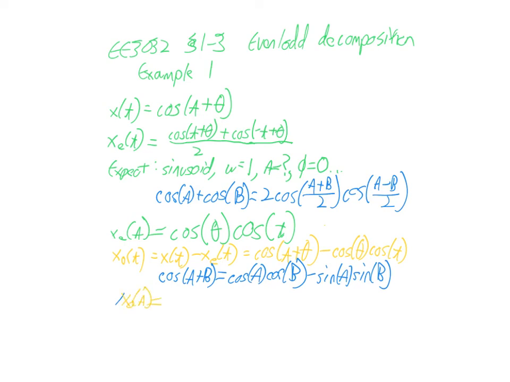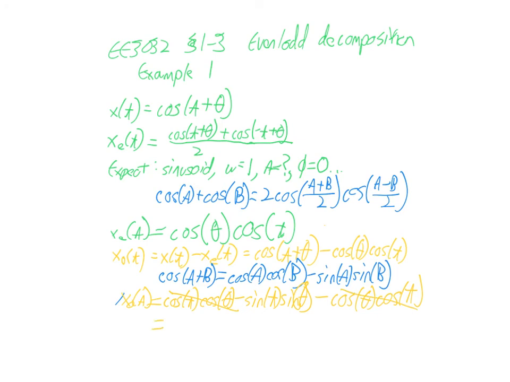So I have cosine t plus theta. That's going to be my a plus b. So going into the formula, I have cosine of t cosine of theta. Continuing in the trig identity, I have minus sine A sine B. So sine t sine theta. And then I have the remainder of the formula from above where I was subtracting off the even portion. So cosine theta cosine t. And this first term and this last term are equivalent and being subtracted, so they drop out.